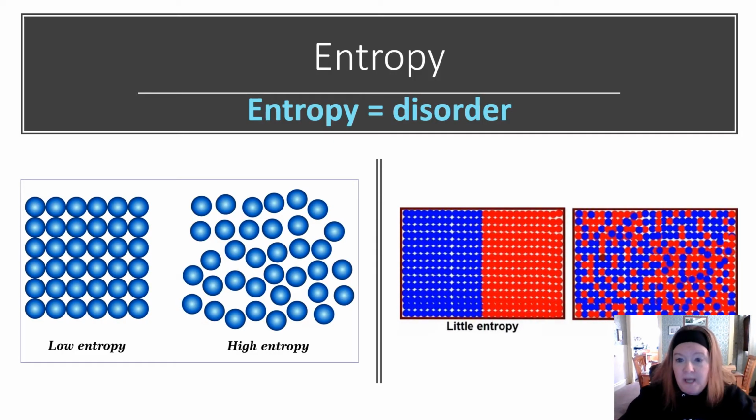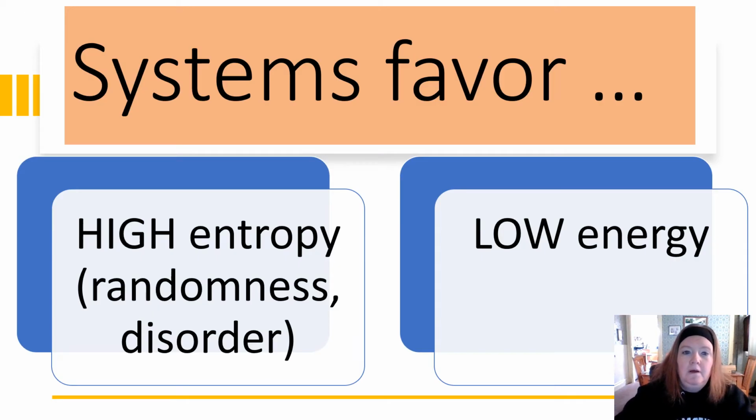Then we have entropy. Entropy is disorder or randomness. Okay? If particles are organized neatly, like look at this. Look at this neat organization. Look at this neat organization. That is low entropy. When we have higher randomness, higher disorder, we have higher entropy. Systems favor high entropy, randomness, or disorder. I like to think about it like student lockers or bedrooms. Tends to be disorder unless you do something about it.